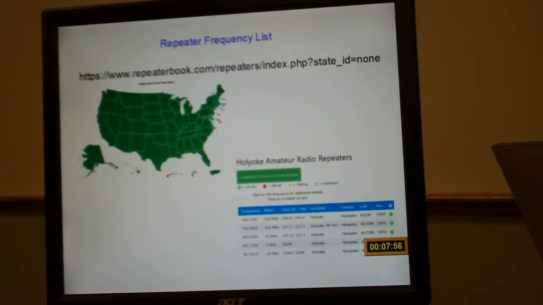So where do I find all this information on PL tones and offsets and frequencies, and where am I? Well, by the way, this presentation will be uploaded to the hcra.org website. And to find the information on repeaters, you go to repeaterbook.com. It comes up with a map of the United States. You click on Massachusetts, and then from there you can go deeper and deeper into cities and towns. And I happen to print out the one for Holyoke area, and there's 5 there that are.